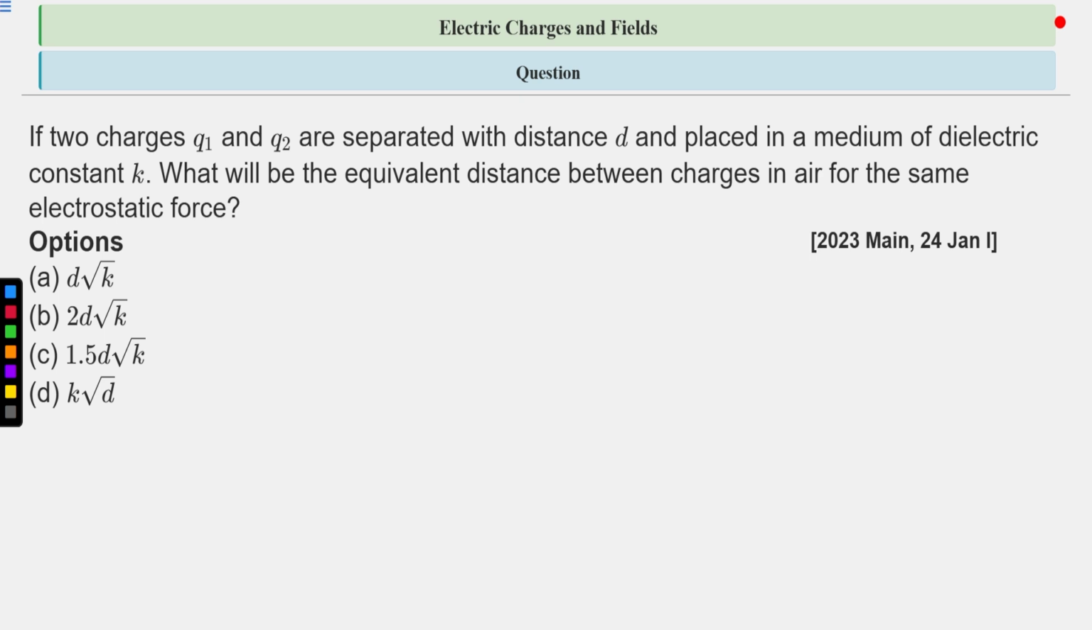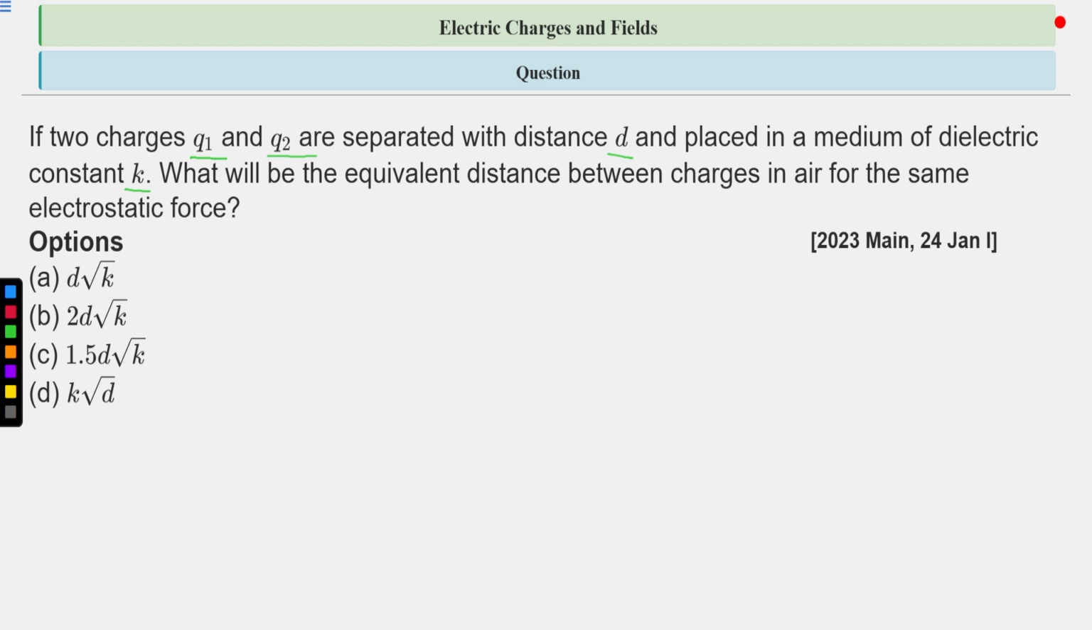Okay. Next question. If two charges Q1 and Q2 are separated with distance d and placed in a medium of dielectric constant K, what will be the equivalent distance between the charges in air for the same electrostatic force? Okay, we have placed two charges in a dielectric medium of dielectric constant K and the distance between them is d. So we will find the electrostatic force between them.